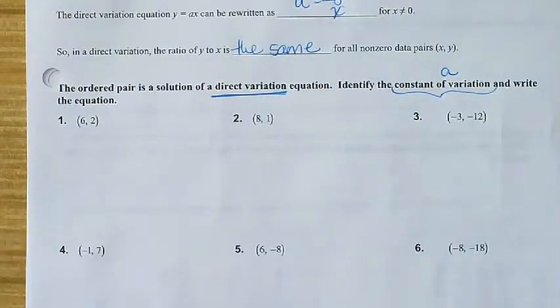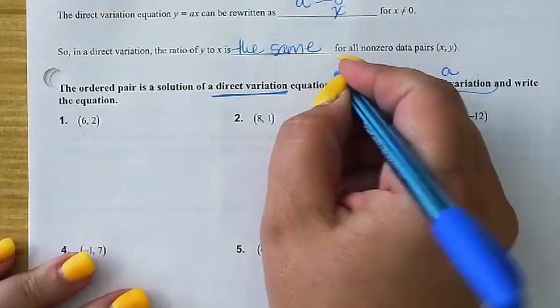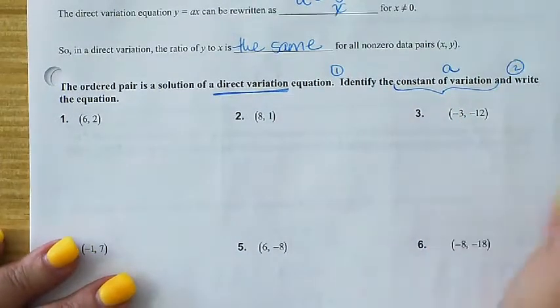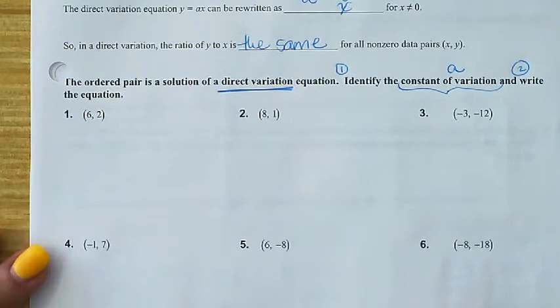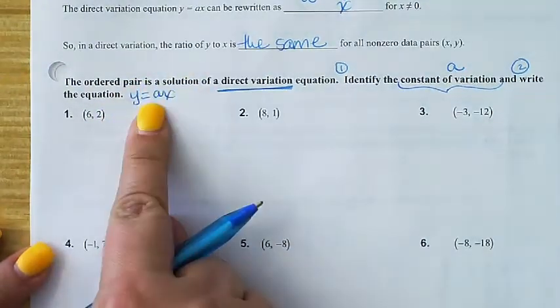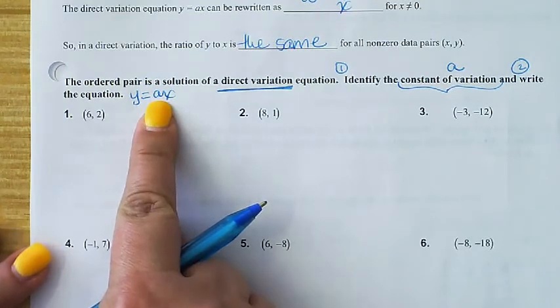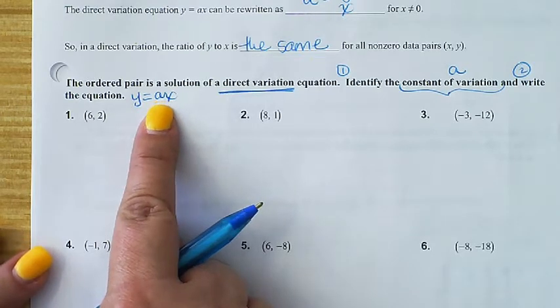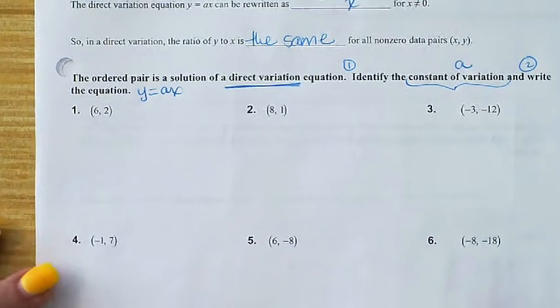Okay, so it says identify, that's like part 1 here, identify the constant of variation, and then part 2 is write the equation itself. Okay, so remember the equation is y equals ax. It's really easy to write the equation once you know what a is, because you just insert that number right in here and you're done. Once you know what a is, you just put it in front of the x and you're good to go. Okay, so here's how we're going to do this.